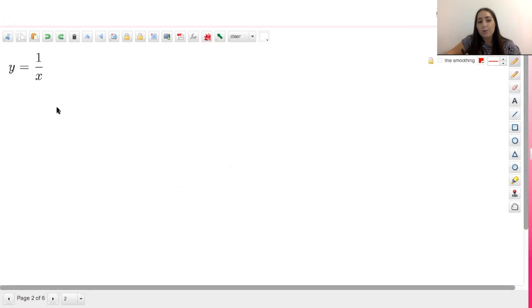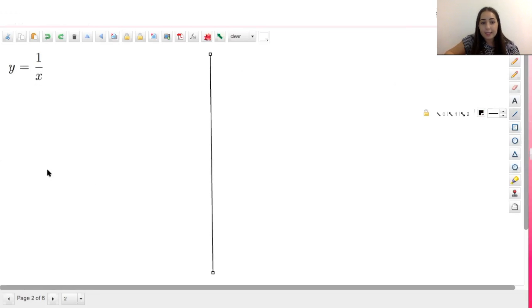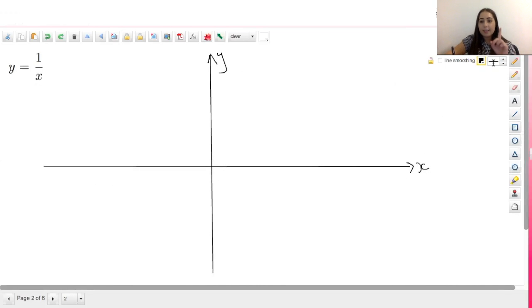So y equals 1 on x. This is your most basic, your most simple hyperbola. So I'm going to draw up a set of axes. The first thing are the asymptotes. The asymptotes for this curve are y equals 0 and x equals 0. So they look like this. I'm going to draw them as dotted lines. Now, these you see are going to be along the axis, so they're going to be a bit difficult for you to actually see, but I'll try and make it a bit more distinct. So I'm going to do them in red.